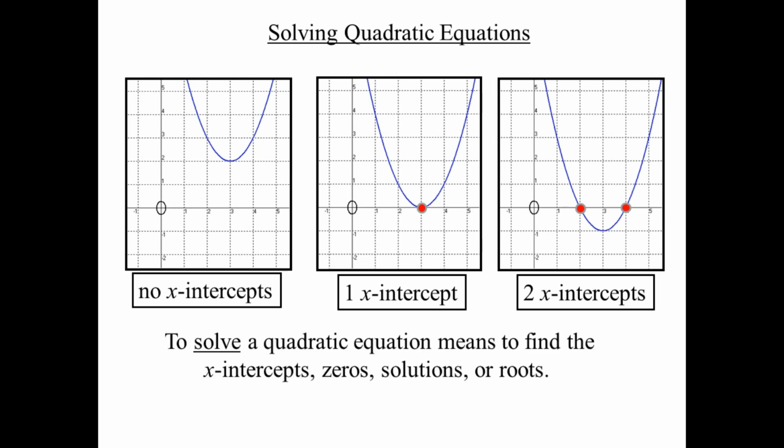Now, to solve a quadratic equation means to find the x-intercepts, or the zeros, or the solutions, or the roots. There's four names for these things. We call them x-intercepts for obvious reasons. They're called zeros because if you think about it, the y coordinate at one of these x-intercepts is 0. So that's why they call them zeros. Also, they call them solutions, or here's another one, roots.